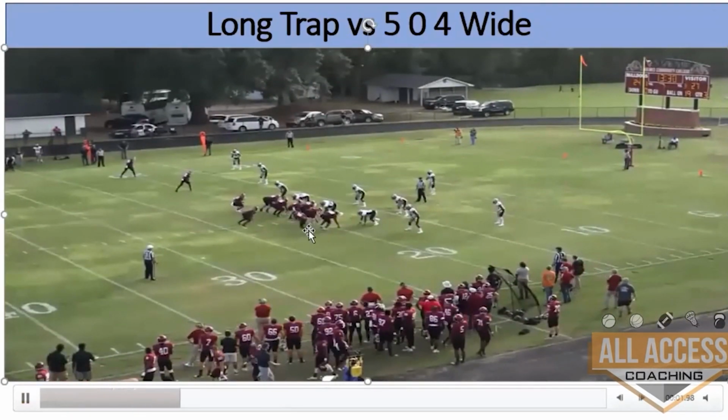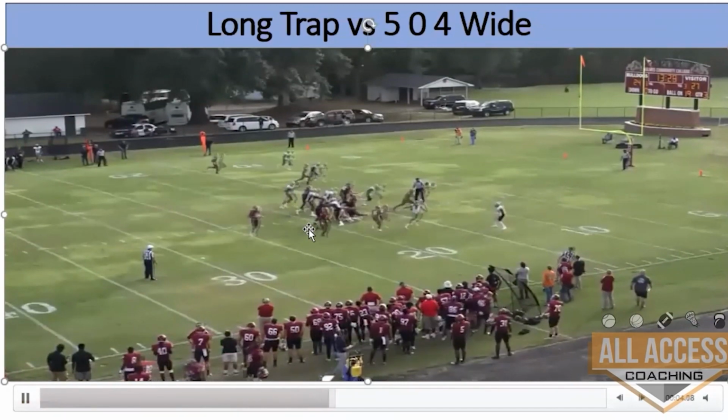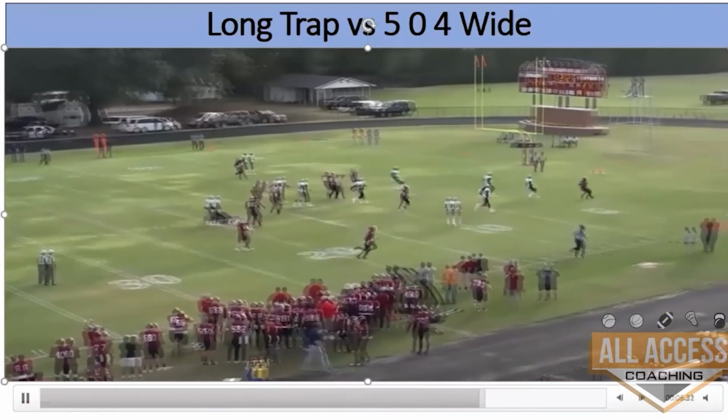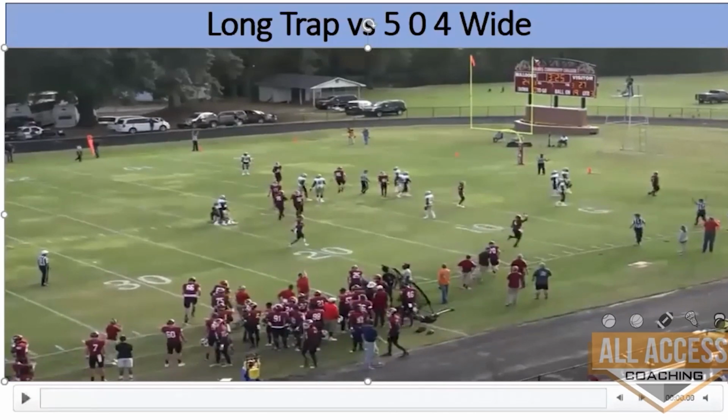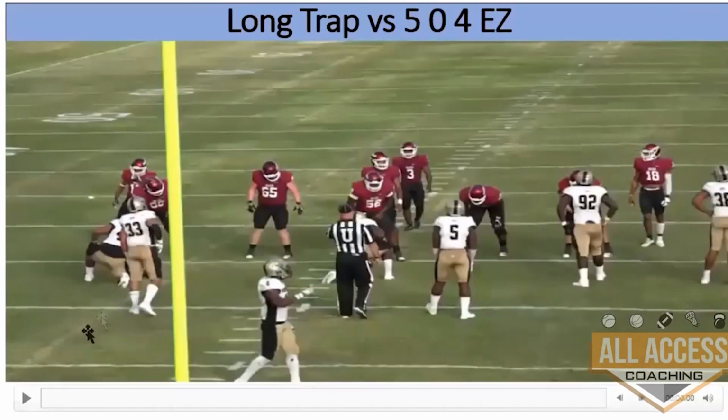You can see how the twirl motion really affects the backers. It helps the play side tackle. The play side tackle didn't do a great job right there on that guy. Here it is from the end zone.